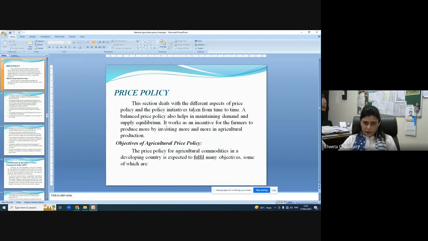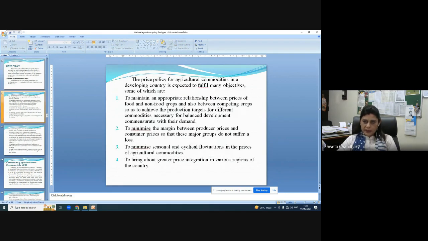Then we have price policies. In the price policies, the basic objective is to maintain an appropriate relationship between prices of food and non-food crops, and also between competing crops. It means there should not be inflation in prices. The prices should not be too high or too low. The farmer should get appropriate prices, and the margins between producer price and consumer price should be minimized. It means whatever the middleman takes, that margin should be reduced, to minimize the seasonal and cyclical fluctuations in the price of agricultural commodities.